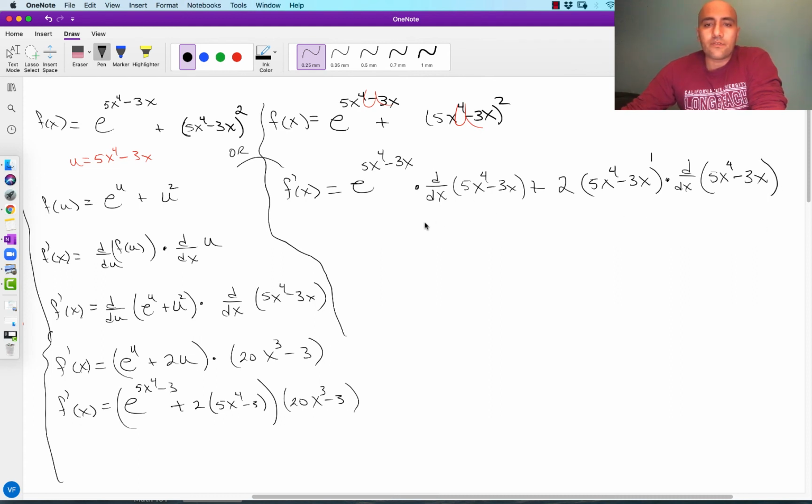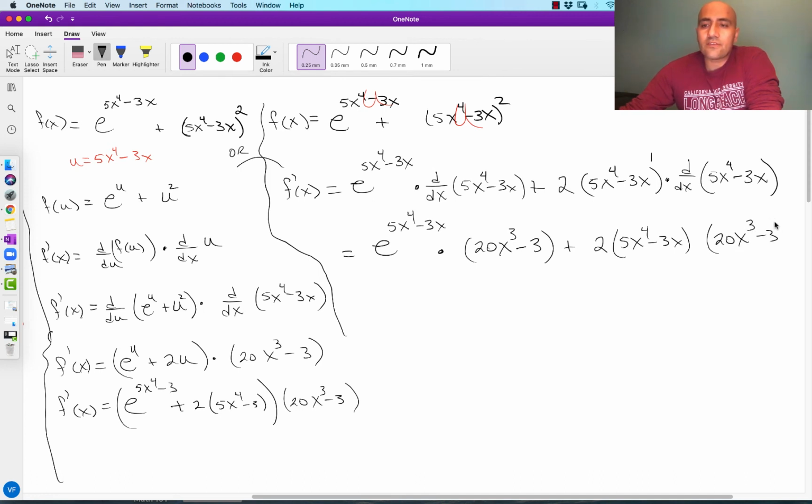Okay, so that should be easy. This is going to be e to the 5x to the 4th minus 3x times the derivative of this, which is going to be 20x cubed minus 3, plus 2 times this, 2 times 5x to the 4th minus 3x times 20x to the 3rd minus 3.